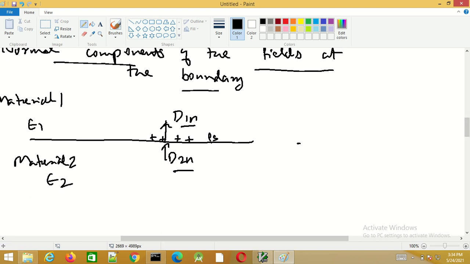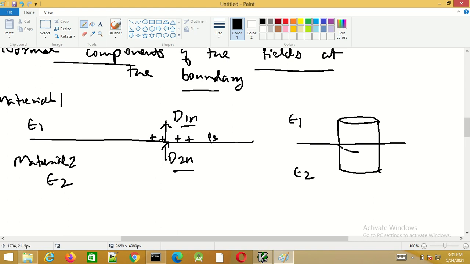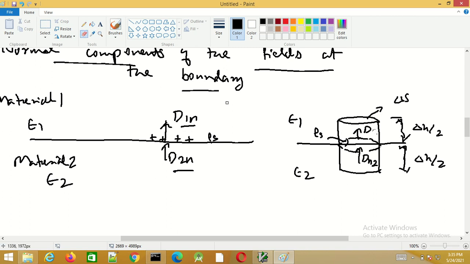I'll draw the figure here. So we can consider a pill box as shown in this figure, which is extending equally in both media. So this is delta H by 2 and this is delta H by 2, and this area is delta S, and here at the surface we have surface charge density rho S. So we will obtain the relationship between DN1 and DN2. So this is DN1.